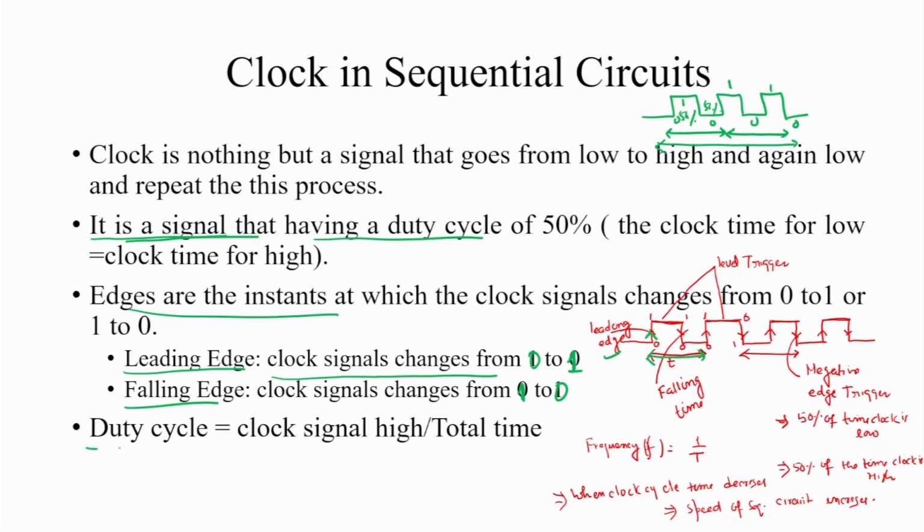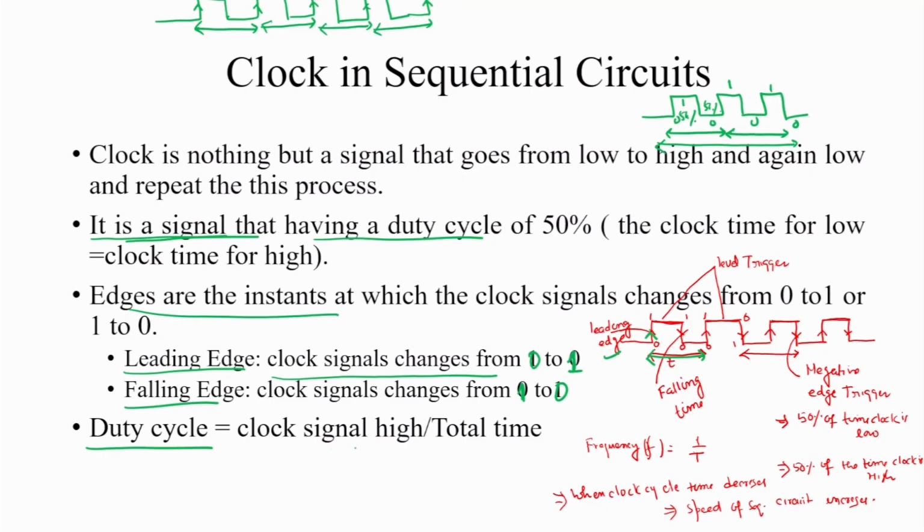Duty cycle is nothing but a ratio between the time the clock signal is high divided by the total time. When we compute the duty cycle, suppose this is a clock. Here the clock has a rising edge, rising edge, rising edge, and again a rising edge. This is one clock cycle, this is another clock cycle, and another clock cycle, and this is another clock cycle. There are 4 clock cycles.